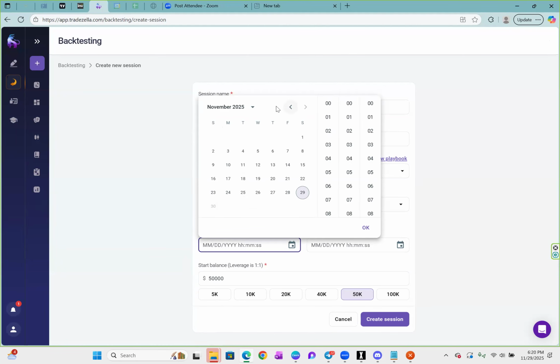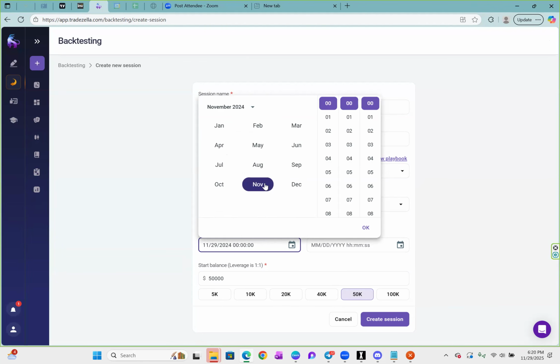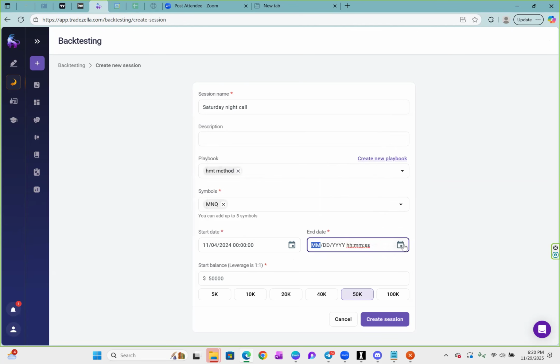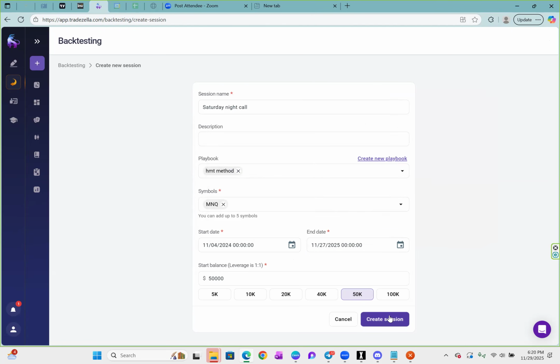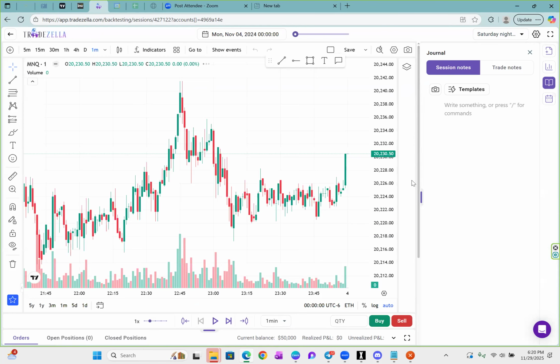And then we can do, let's do November of last year, right? We could do that. So we'll start on the 4th of November of last year, and then the end date can literally just be like the last trading day we had. All right, so we're going to go ahead and create a session. It's that simple. That is literally how you create a session for the backtesting.